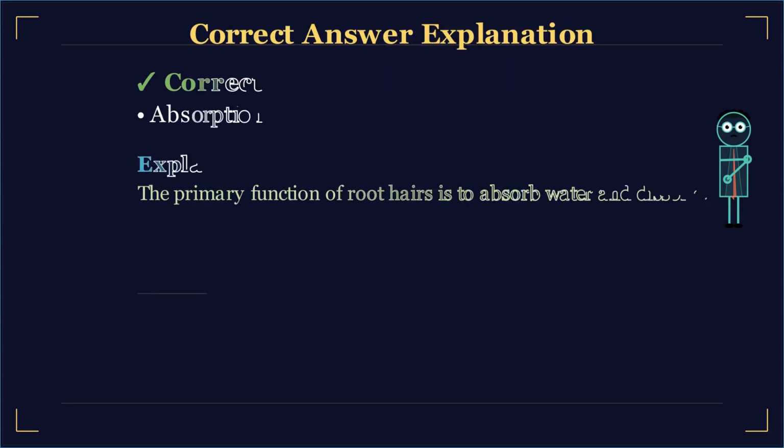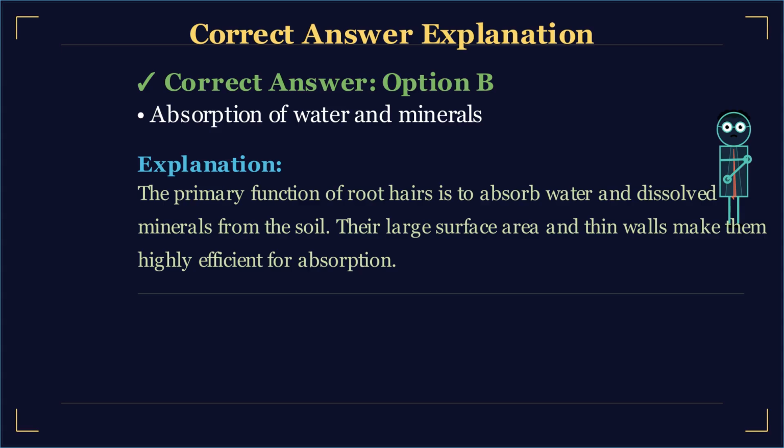Here's the explanation for the correct answer. The primary function of root hairs is to absorb water and dissolved minerals from the soil. Their large surface area and thin walls make them highly efficient for absorption.